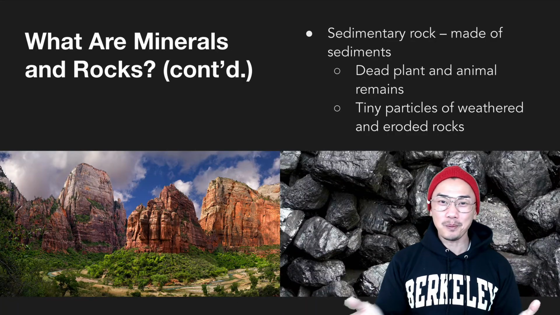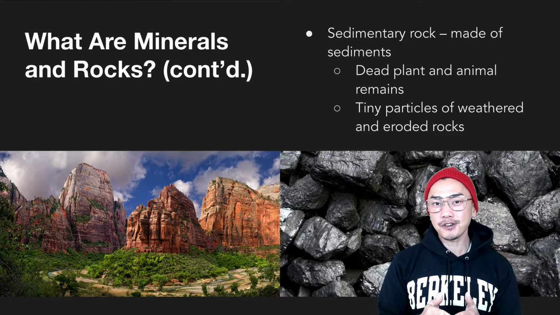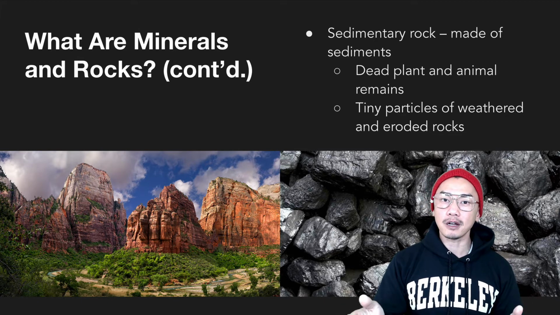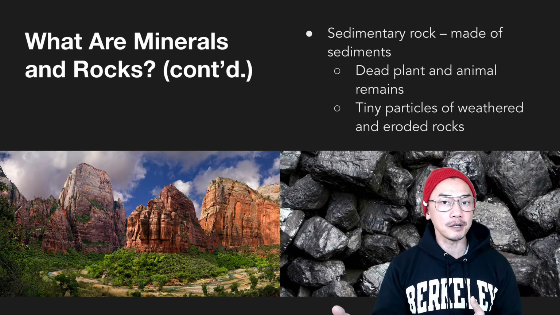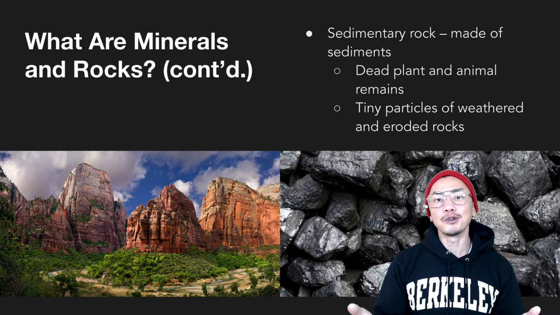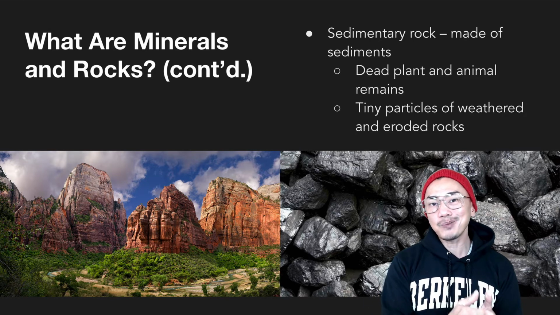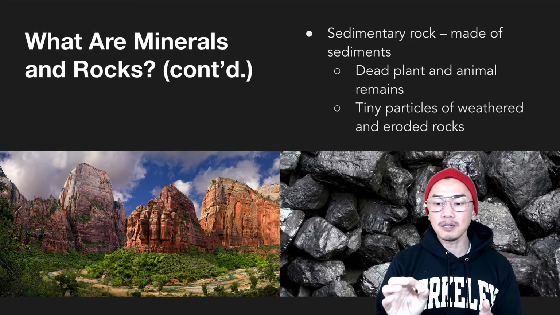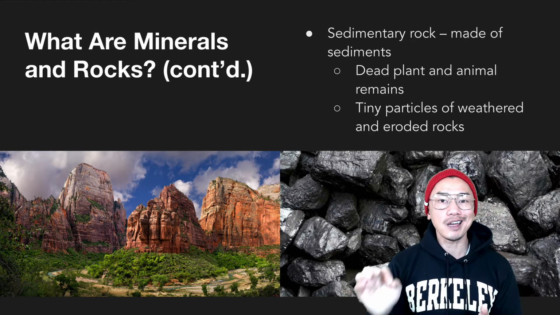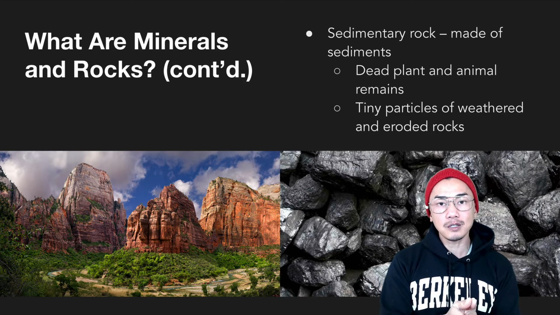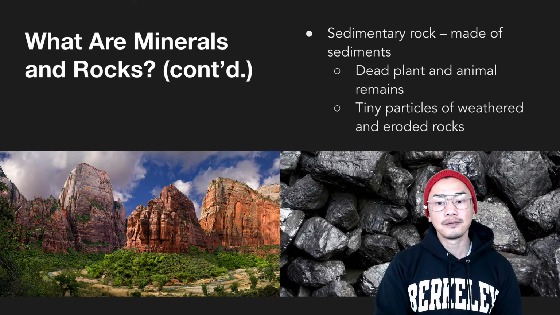There are three major types of rock. The first is called sedimentary rock, which is rock made up of sediment. Sediments are materials broken down by weathering and erosion. It could be dead plants and animal remains, like in the case of coal shown on the right. Or it can be tiny particles of weathered and eroded rocks, like the sandstone shown on the left.